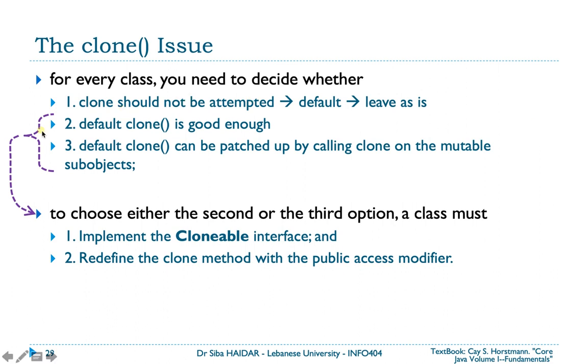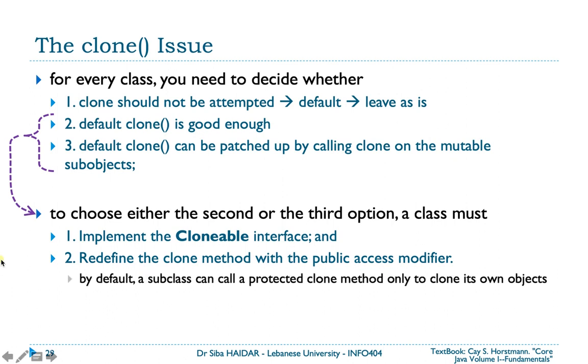For the second and third choices, we said for the first choice, you don't do anything. For the second and third choice, in case you choose one of those, a class must first implement the Cloneable interface and second, redefine the clone method with the public access modifier. Okay, you have to raise the visibility of your clone method, not only redefine the clone method to override the clone method of Object, you have to make it public instead of protected.